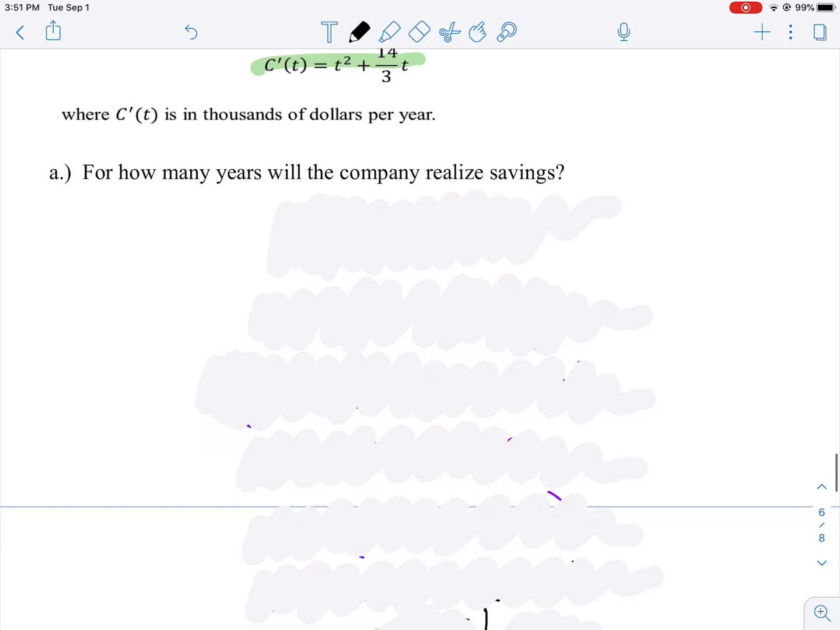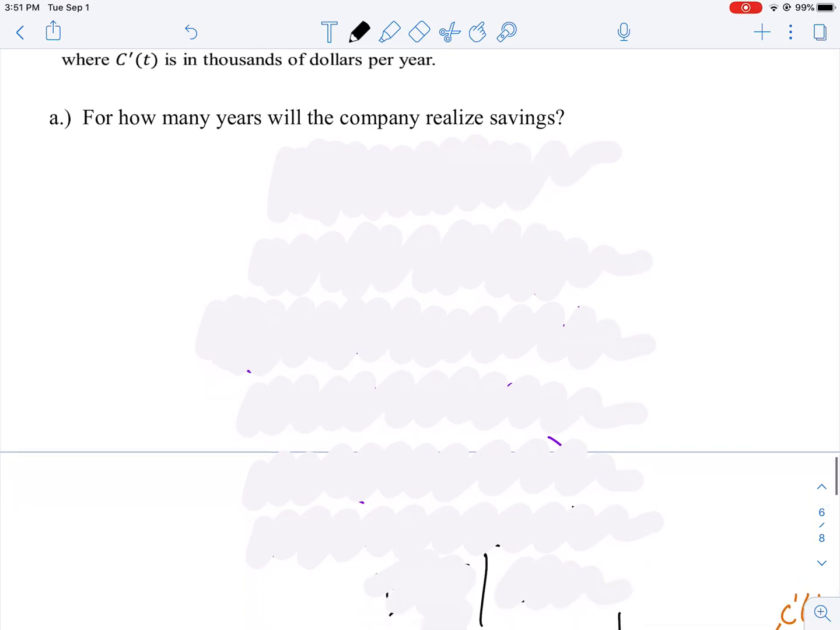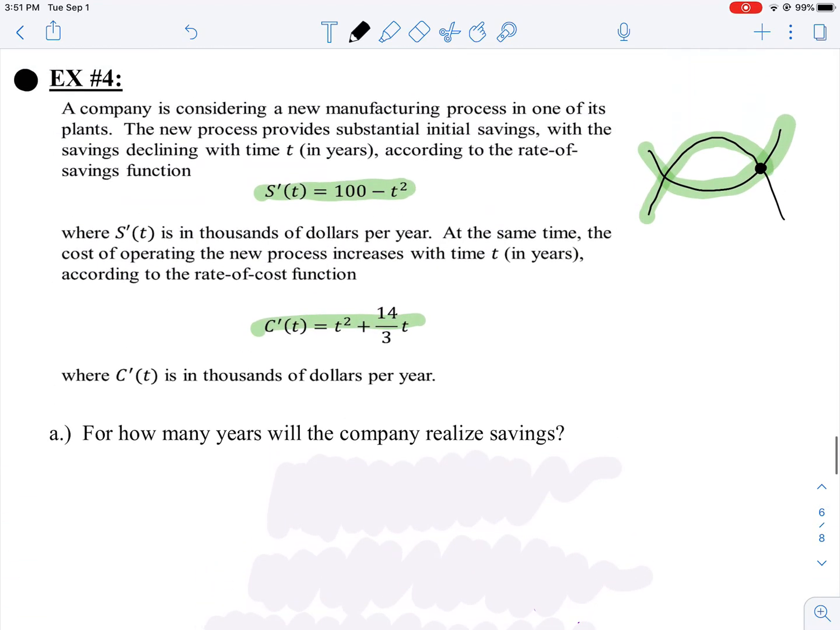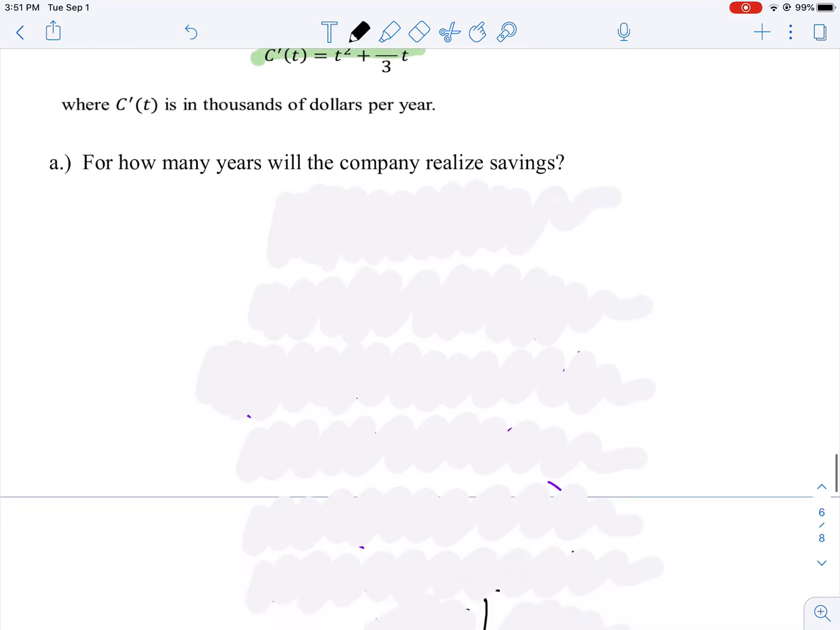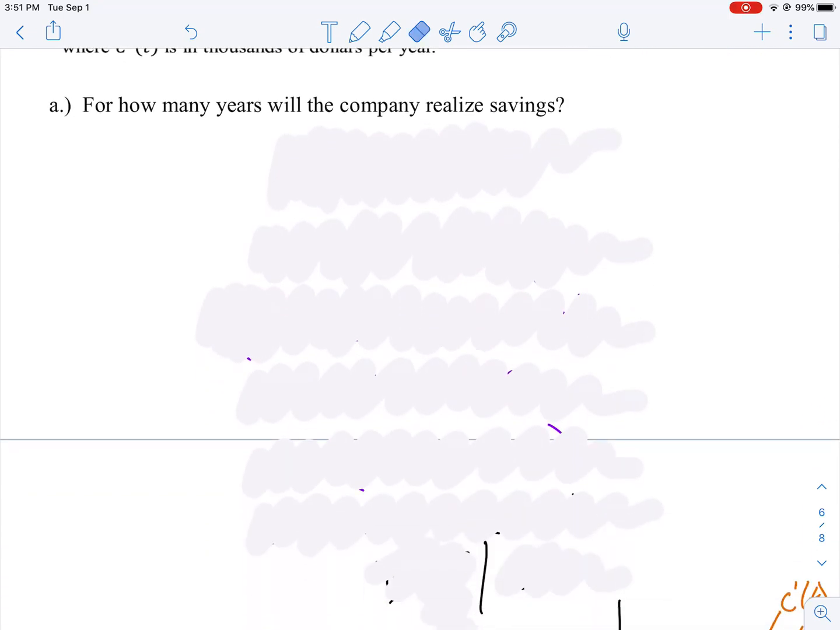And so for part A, it says how many years will the company realize savings? Well, what we want to do is figure out what this time is. At t equals what time do we want to stop using this new process and maybe think of a different process that's going to save us money and not cost us more than it's going to save us? So we want to figure out where those two functions cross, right? And so we want to figure out where their intersection point is. So let's take those two functions, s prime and c prime, and set them equal to each other.